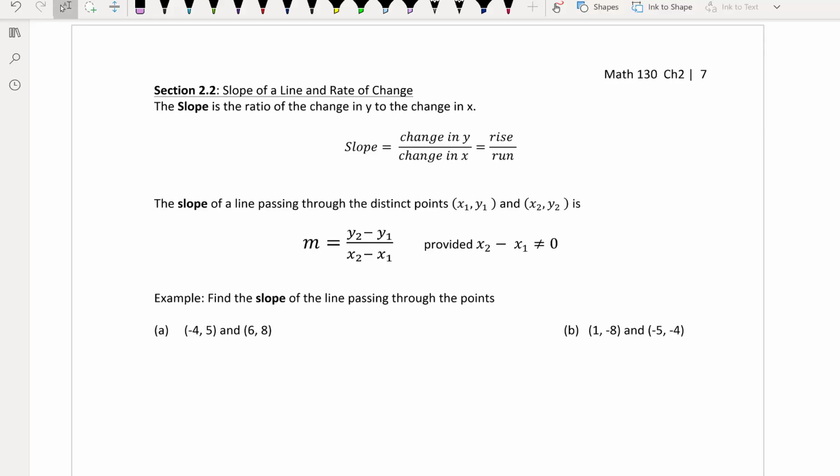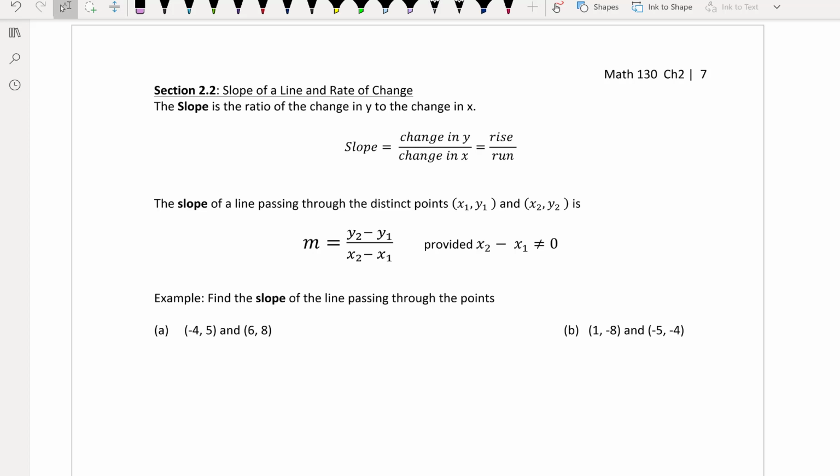Hello, Math 130 students. We are going to pick up on page 7, section 2.2, slope of a line and rate of change. So this section is all about the slope. The slope is a ratio of change in y to the change in x.